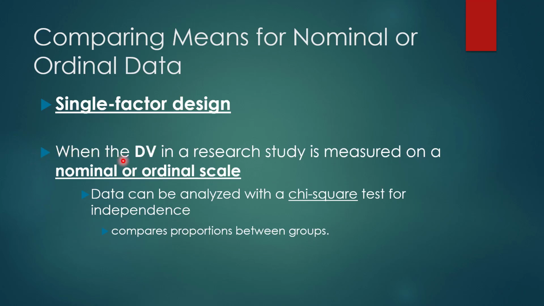Now, when your dependent variable is measured on a nominal or ordinal scale, so the last two examples we've had have either been interval or ratio, so we can use t-tests and ANOVAs. But when we have nominal or ordinal data, it has to be analyzed with what's called a chi-square test for independence. So it compares the proportions between the groups. So you look at the proportions that actually were a result of the experiment, and it's compared to what was expected.